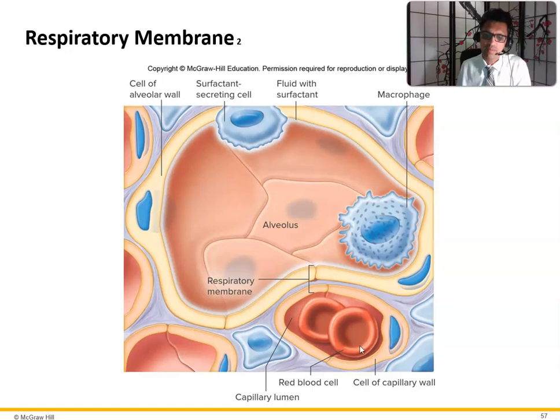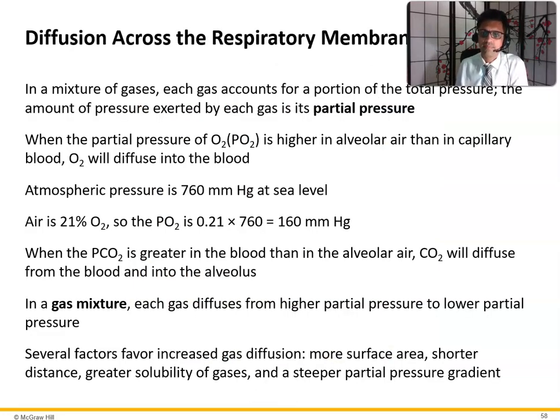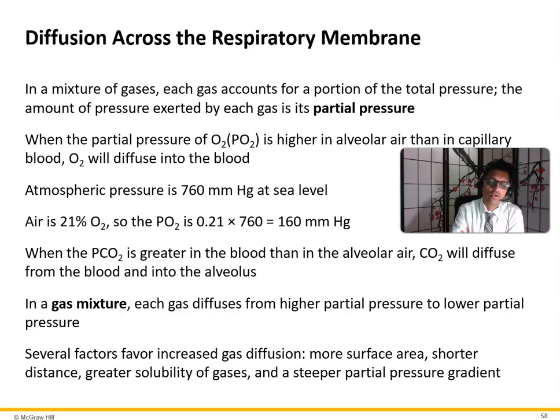Here's your red blood cell that's going to diffuse oxygen and carbon dioxide depending on the gradient, and I'll tell you about that in just a little bit. But let's talk about diffusion across the respiratory membrane. In a mixture of gases, each gas accounts for a portion of the total pressure. The amount of pressure exerted by each gas is called partial pressure. Atmospheric pressure is about 760 millimeters of mercury at sea level.